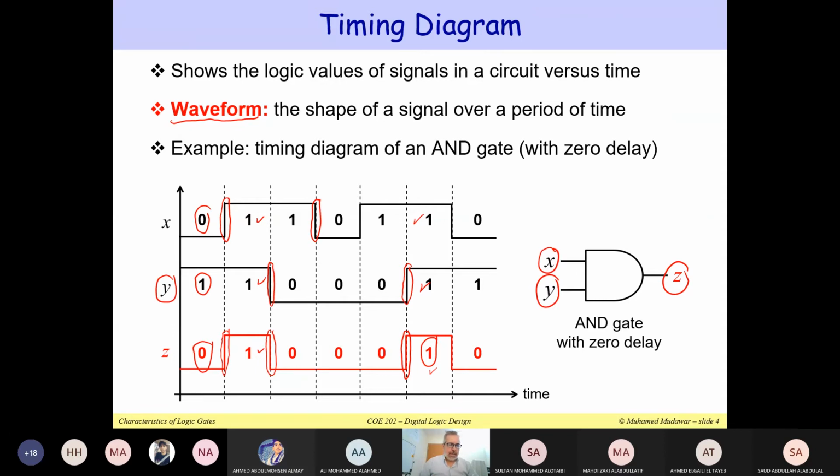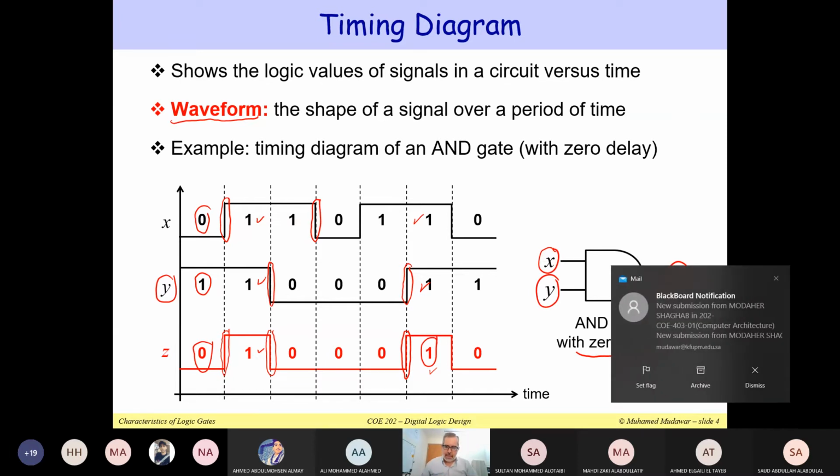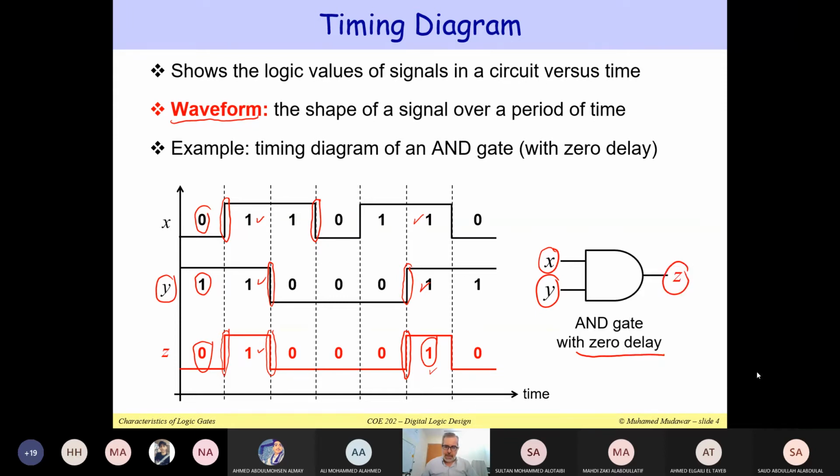Okay. And here, for simplicity, I'm just showing one AND gate. Now, notice that I said that this gate has 0 delay, which means that when X changes from 0 to 1, exactly at the same moment in time, I have Z changing from 0 to 1. So notice that how Z is changing from 0 to 1 instantaneously, because the delay here is assumed to be 0. Now, this is not really real.